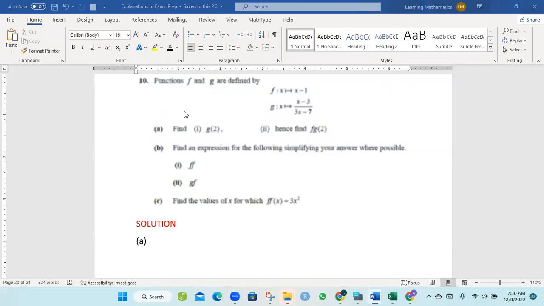This question starts by saying functions f and g are defined by f of x is equal to x minus 1 and g of x is equal to x minus 3 divided by 3x minus 7. So part A says to find what is g of 2. To find g of 2, we have to substitute 2 in the place of x in the function g.